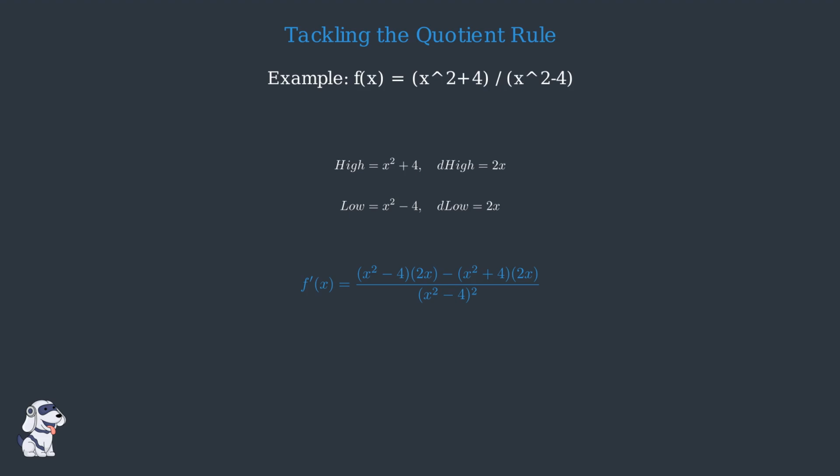The derivative becomes the product of the bottom and the derivative of the top, minus the top times the derivative of the bottom, all over the bottom squared. Finally, simplify the numerator. The 2x cubed terms cancel out, leaving us with negative 16x over the denominator squared. Remember, sometimes it is easier to simplify the expression before differentiating to avoid the quotient rule altogether.